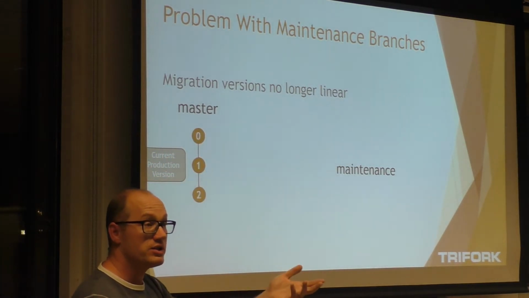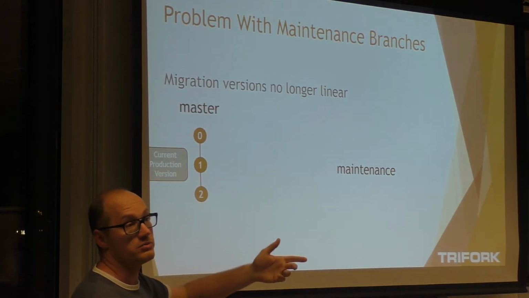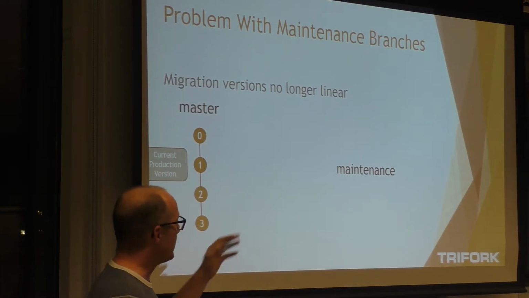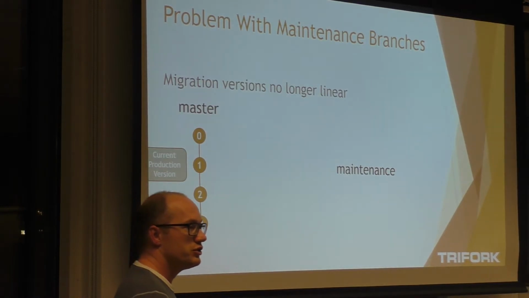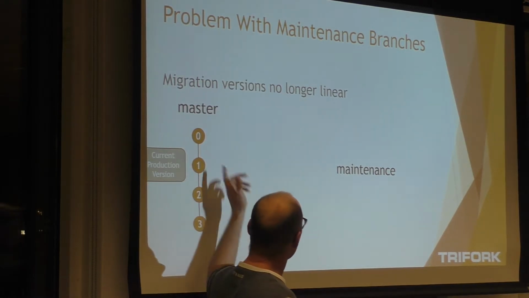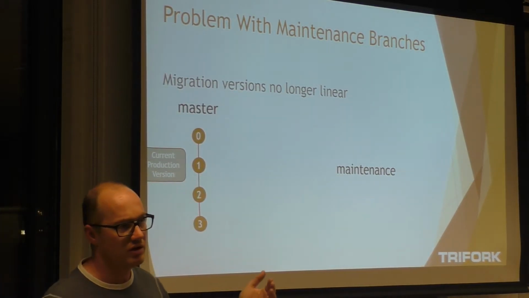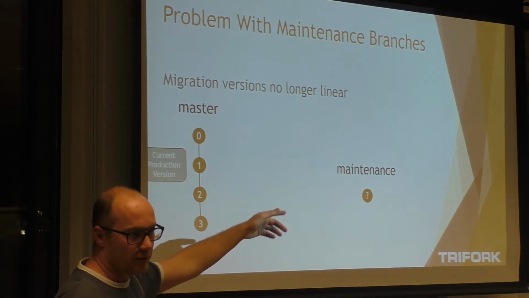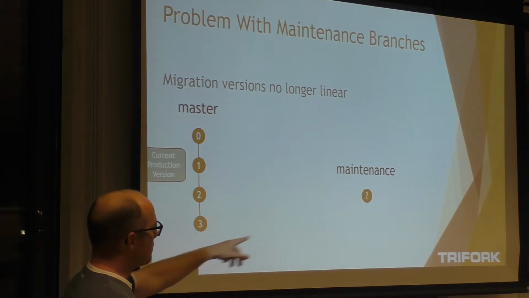For the next major release, we need some new functionality, which will probably involve some database migrations because we need some new database tables. So we come up with migration 2 and migration 3. And now all of a sudden, we find out there is a production issue, and the fix requires a database change too. Maybe we need to enlarge the size of a column, whatever. The question is, what migration version number would you now use on the maintenance branch? You could say, well, it's going to be 4.